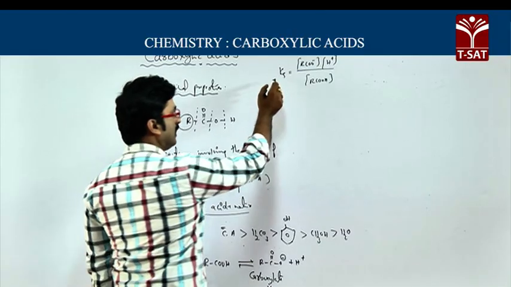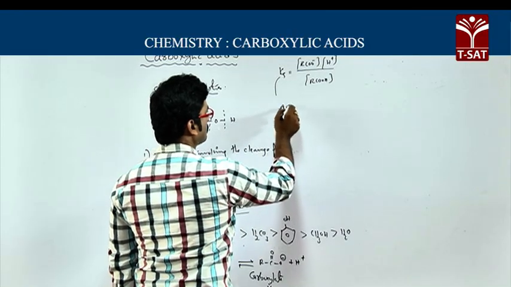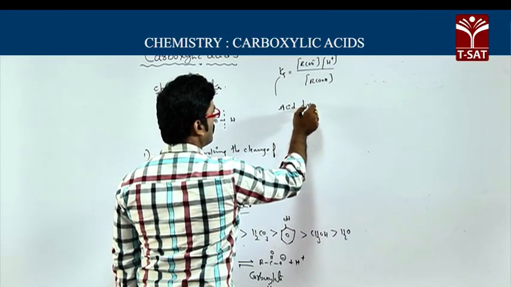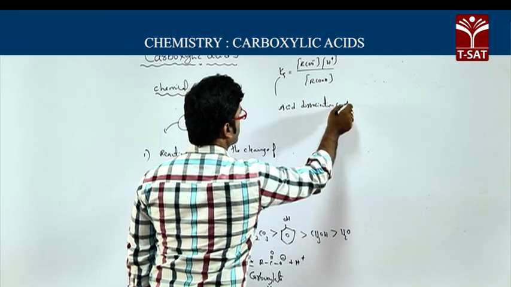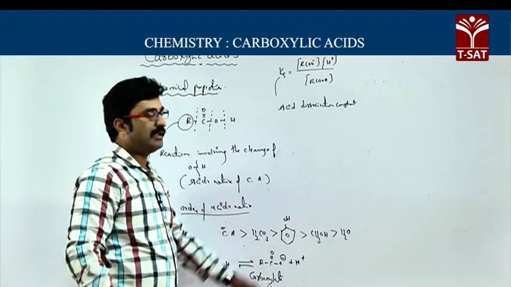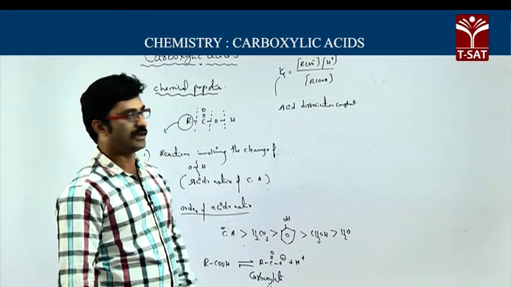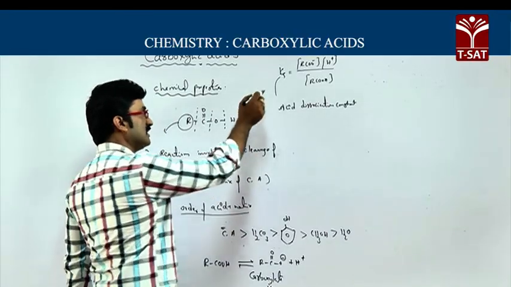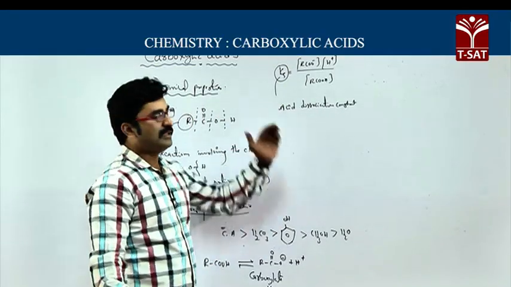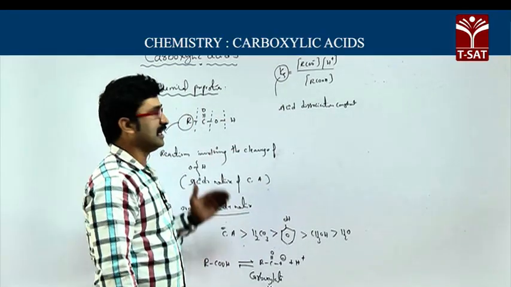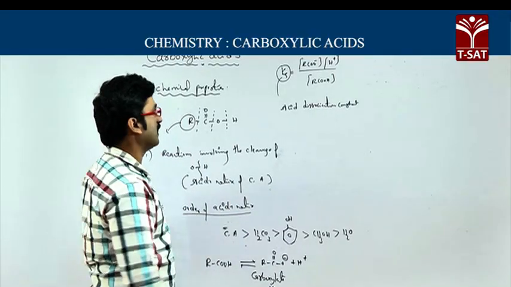And here Ka is called what? Acid dissociation constant, or else you can also say acid ionization constant. And here, based on the value of this Ka, we can say the strength of a carboxylic acid, whether it is a weak acid or a strong acid.